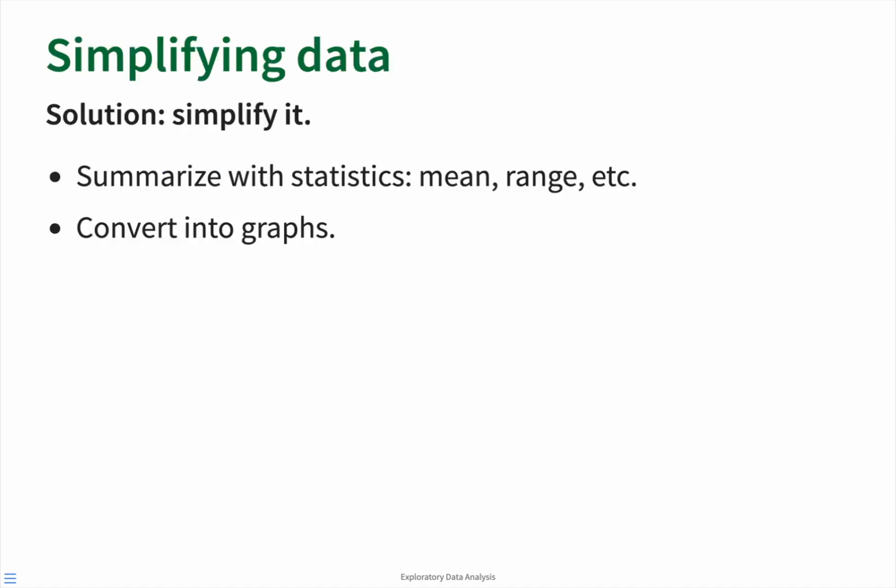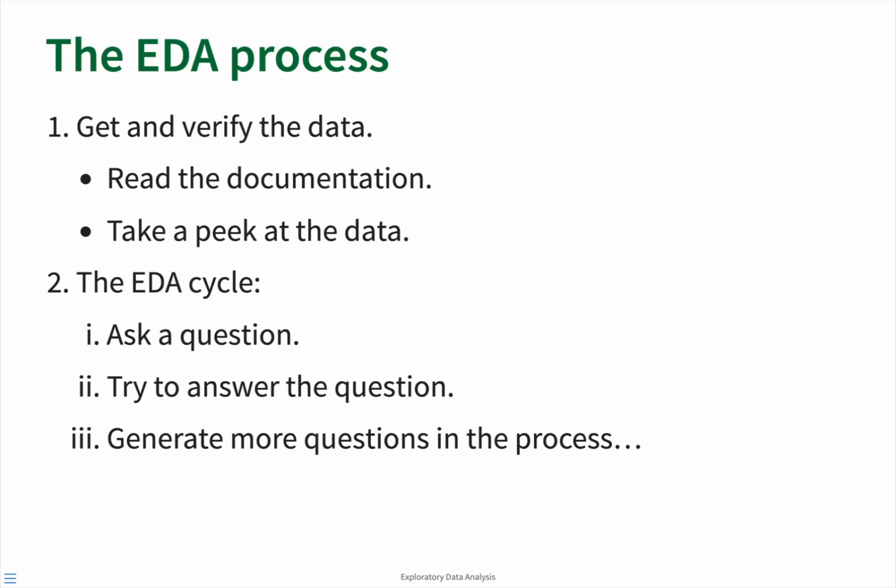So the solution is to try to simplify the data down. And there are two main ways we can do that. The first is by calculating statistics. So for example, you calculate the mean of one of the columns of data. The second main way to simplify data is to convert it into graphs. And when we convert columns of information into picture format, we can often see patterns that otherwise we wouldn't be able to detect.